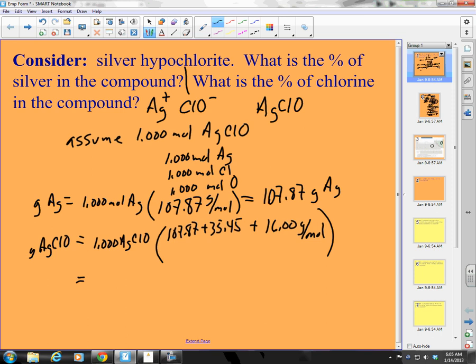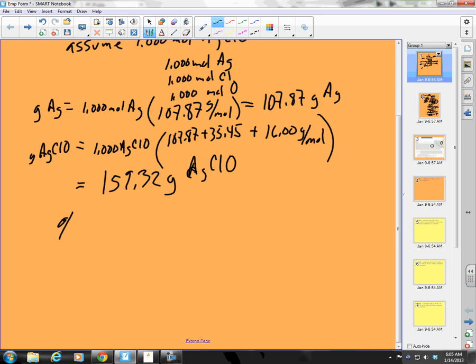Get out my handy dandy calculator here. 107.87 plus 35.45 plus 16. And I get what? 159.32 grams of the compound AgClO. Good. Now what do I want to do? I want percent silver. So my percent silver in silver hypochlorite is equal to what?